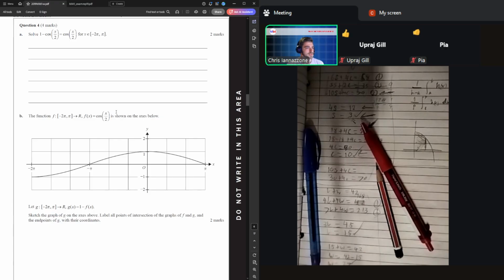Next up, solve a set of cosines. This is a very standard question. Done a lot of these.